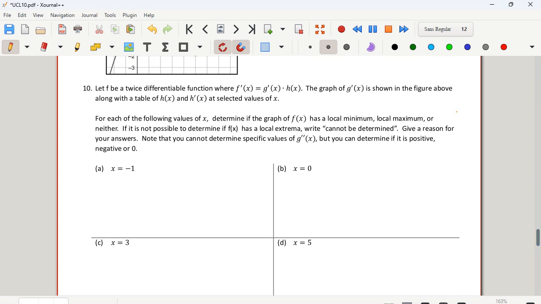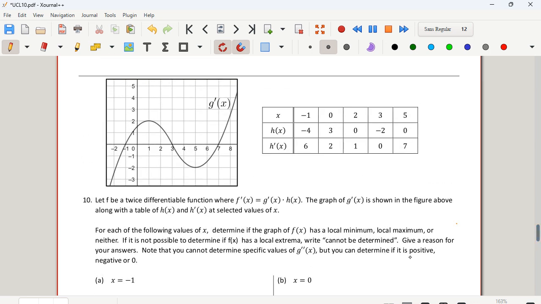So we have a function. F is a function that's twice differentiable, so we can take the second derivative. And f prime equals g prime of x times h of x. So f is some sort of unknown function, and its derivative is made up of g prime, so these values, times h, which are these values. So if you need to find the derivative of f, look to this table and look to this curve, right? Okay, weird setup, but that's how it's set up. We want to know if there's a local minimum, local maximum, neither, or cannot be determined. And I believe these 4 questions hit all 4 of those things.